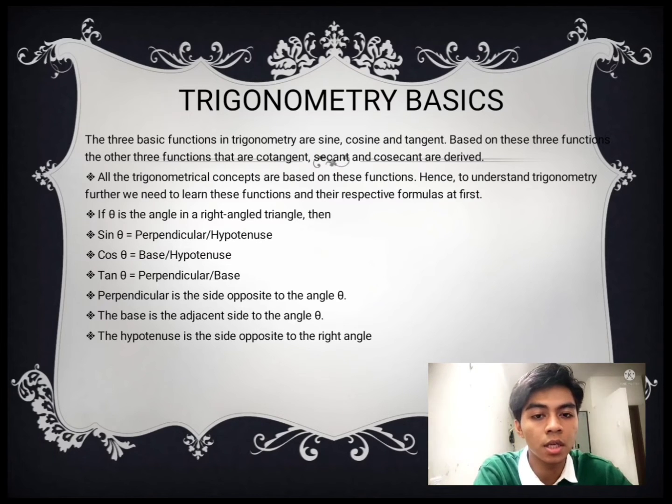If theta is the angle in a right angle triangle, then sin theta equals perpendicular over hypotenuse. Cos theta equals base over hypotenuse. Tan theta equals perpendicular over base. Perpendicular is the side opposite to the angle theta. Base is the side adjacent to the angle theta. The hypotenuse is the side opposite to the right angle.